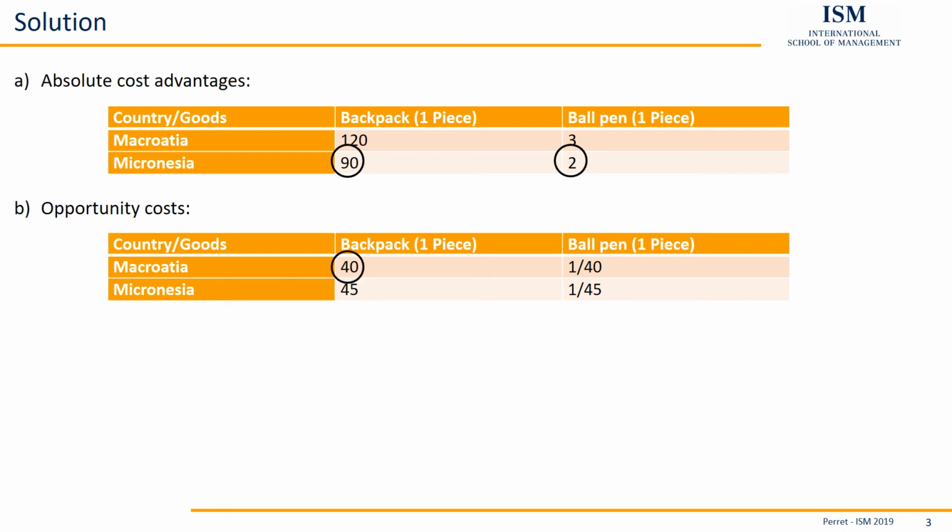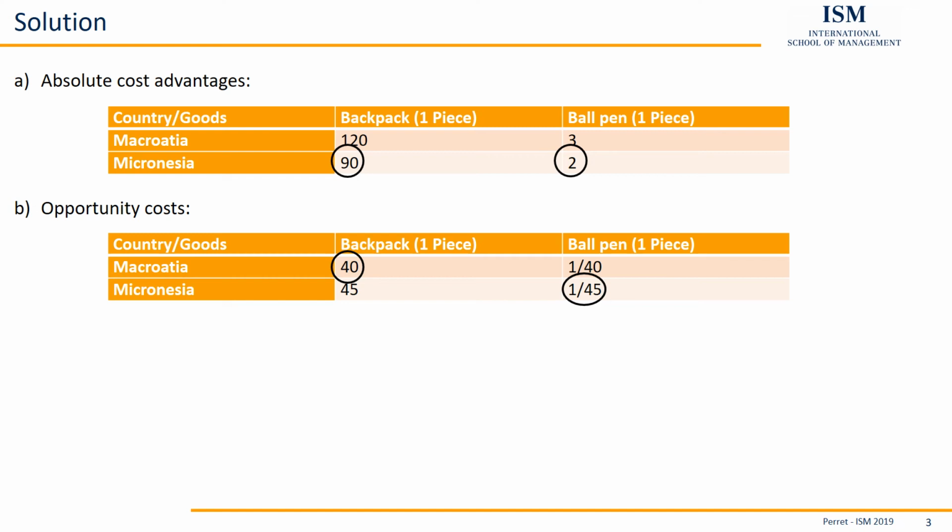And for pens, it's cheaper with regards to opportunity costs to go into ballpoint pens in Micronesia, because here the value is smaller. 1/45 is smaller than 1/40. So here we have our opportunity cost and thereby our comparative cost advantage. So when trade occurs, Croatia will focus on backpacks, Micronesia on ballpoint pens.